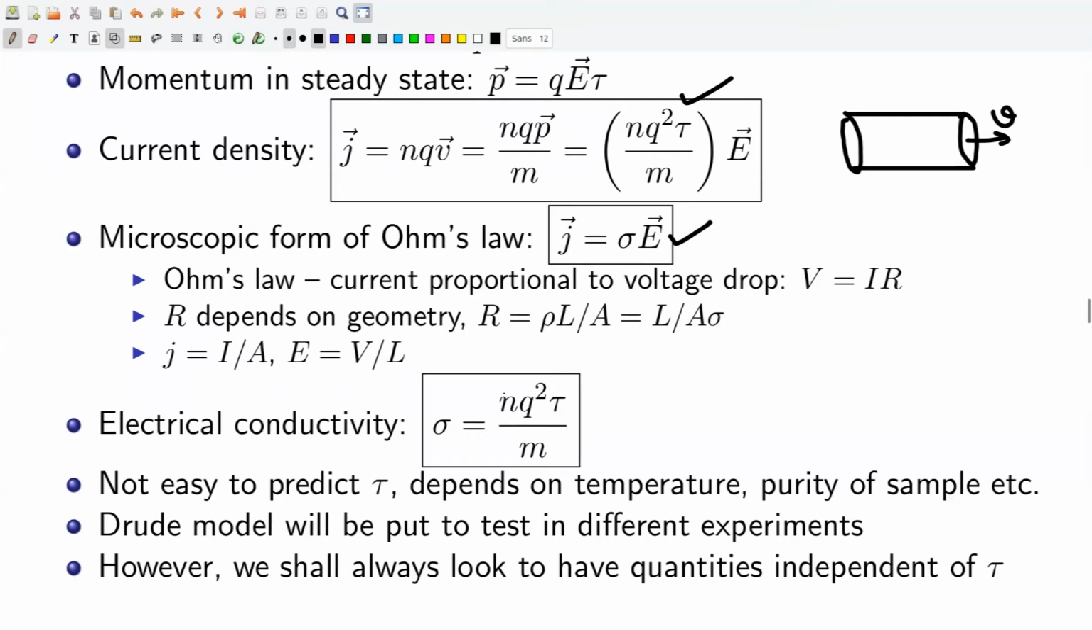So in this equation, N, the carrier density, can be estimated. Q is a fundamental constant because this is the charge of the electron. m is the mass of the electron, another fundamental constant. The only term that remains here, which is very difficult to predict, is tau, because tau will depend on temperature, tau will depend on purity of sample, etc. The Drude model will be put to test in different experiments. However, we shall always look to have quantities independent of tau, because tau is not so easy to predict.